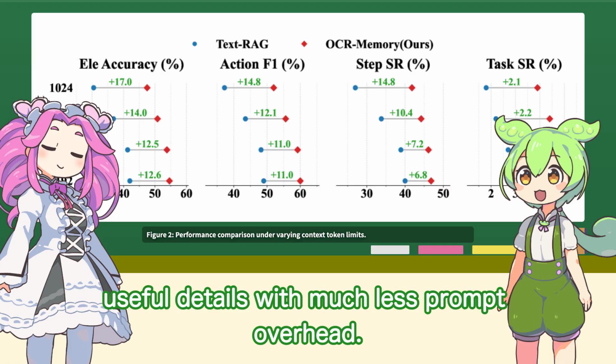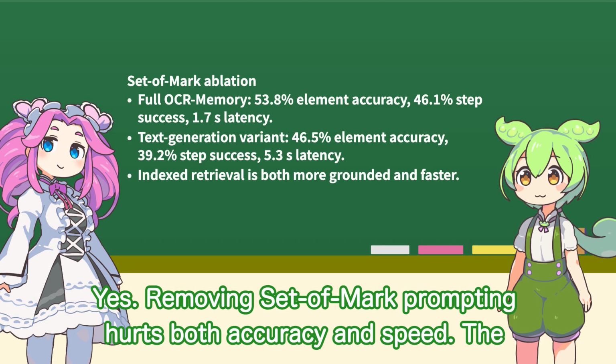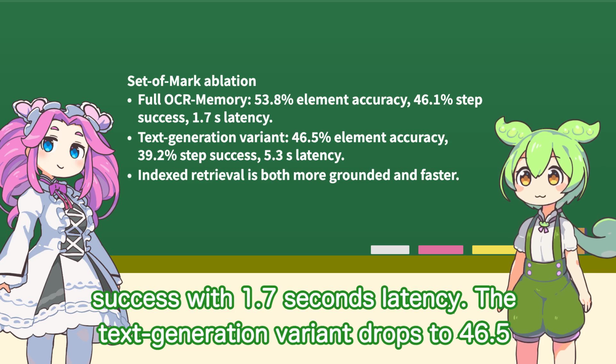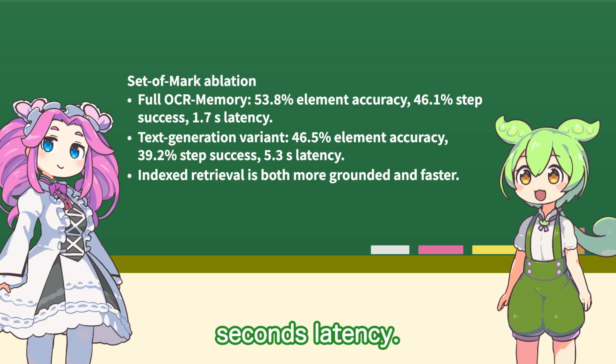Do the ablations show which design choices matter? Yes. Removing set of mark prompting hurts both accuracy and speed. The full model gets 53.8% element accuracy and 46.1% step success with 1.7 seconds latency. The text generation variant drops to 46.5% element accuracy, 39.2% step success, and 5.3 seconds latency.